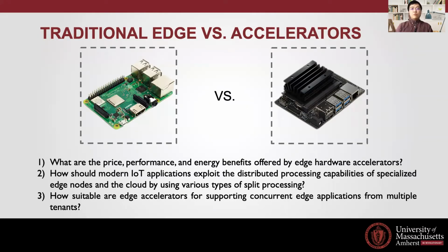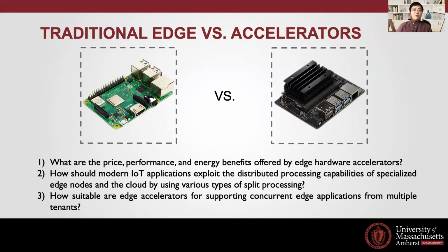Let's see some examples of a traditional edge node and an edge accelerator. Raspberry Pi shown in the left figure is an example of a traditional resource-constrained edge device. Raspberry Pi 3B Plus has a 64-bit quad-core processor and 1 GB memory. It's loaded with the Raspberry Pi operating system and can work as an independent computer. The right figure shows NVIDIA Jetson Nano, which also has a quad-core processor, 4 GB shared memory, and is integrated with an NVIDIA 128-core Maxwell GPU.